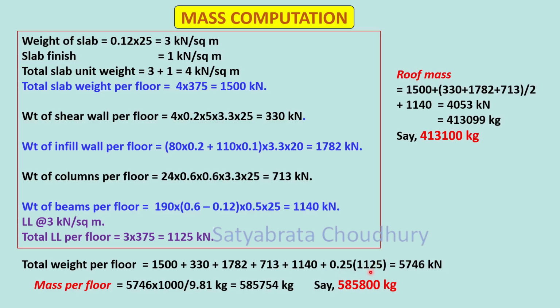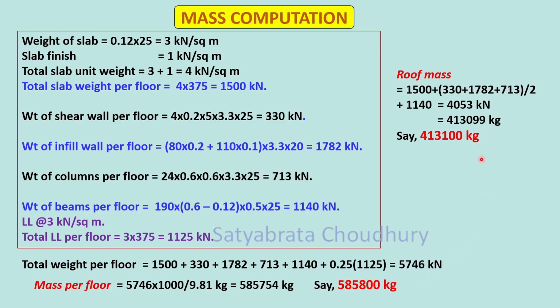Live load we are taking 25%. Say in IS code, if the intensity of live load is 3 kilonewton per square meter or less, then 25% of this live load is to be considered as seismic weight. So we have taken a multiplier 0.25 over the total live load, and finally we get this kilonewton per floor. So mass, we convert this to Newton, then divide by 9.81, so this much kg. For the sake of simplicity, we are just rounding it off to 5800 kg.